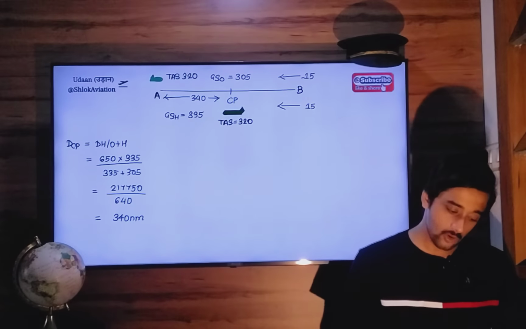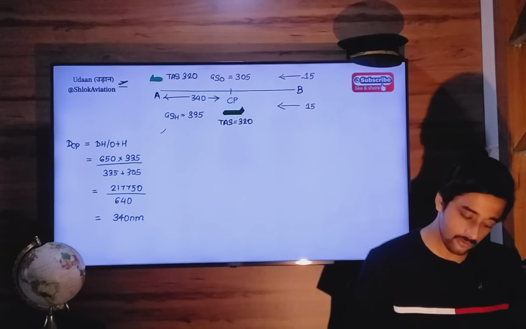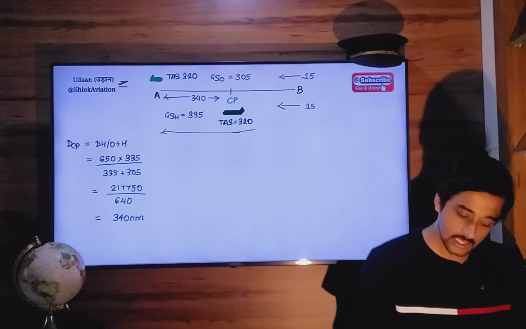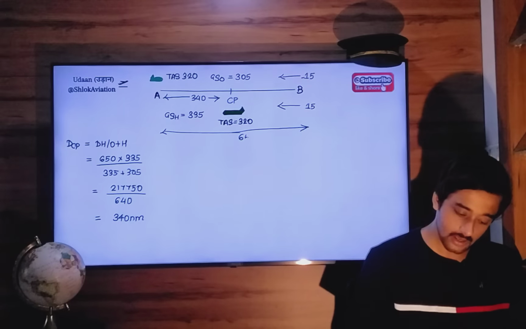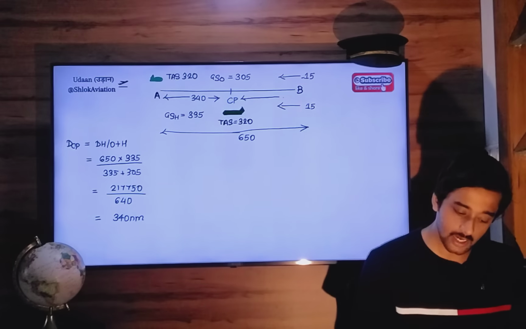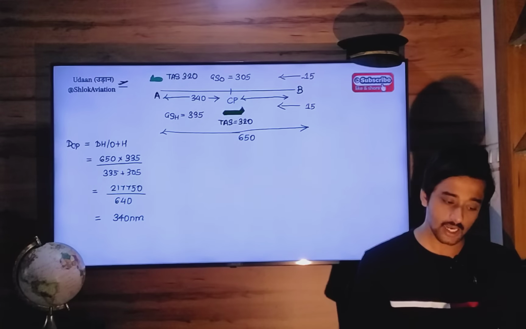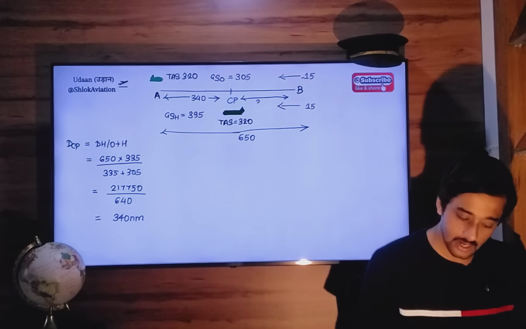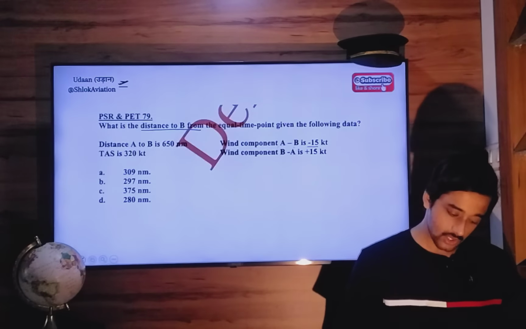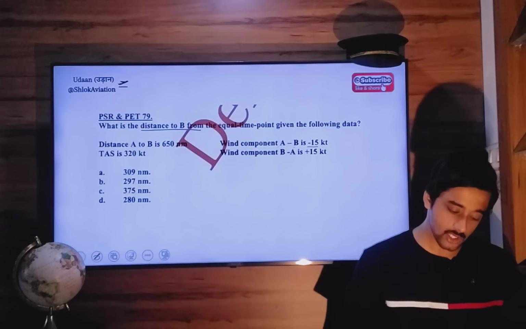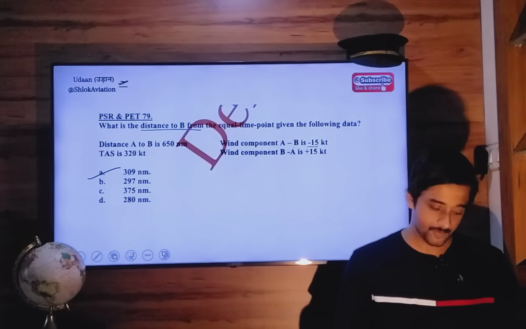The total distance between Alpha and Bravo is 650. So what is the distance between critical point and Bravo? 650 minus 340, that is 310. Okay. So correct answer is 310. So option alpha, the closest option.